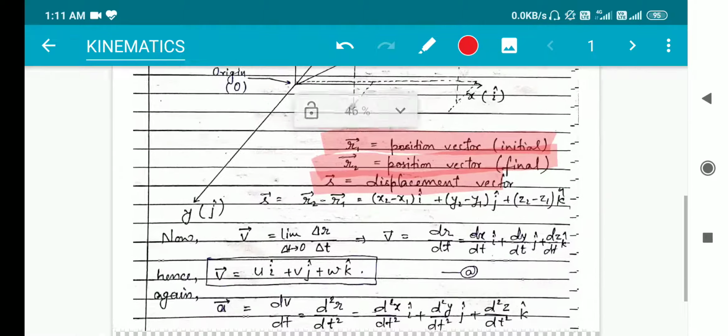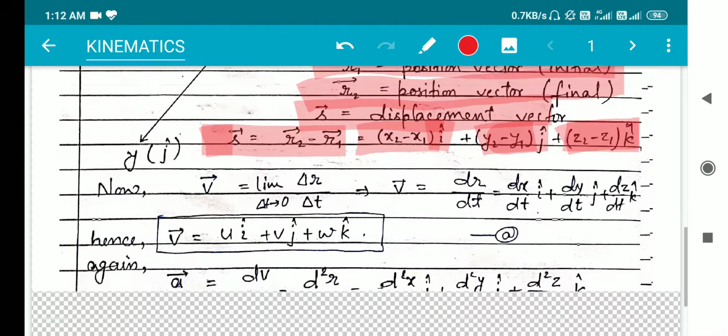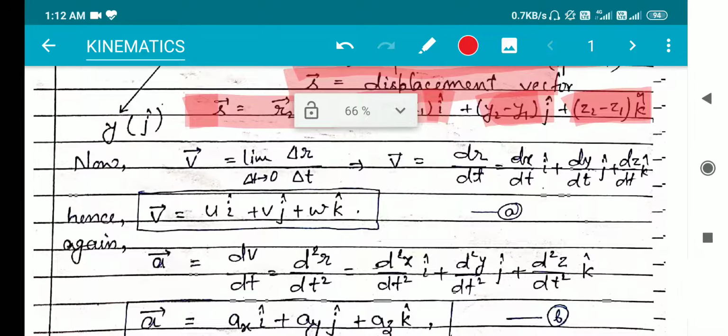Again, S, which is displacement, is the change in position from r1 to r2. So the displacement vector S is equal to (x2 minus x1) i cap, where i cap is the unit vector along the x direction, plus (y2 minus y1) j cap, where j cap is the unit vector along the y axis, plus (z2 minus z1) k cap, where k cap is the unit vector along the z axis. Hope you have understood the displacement vector.